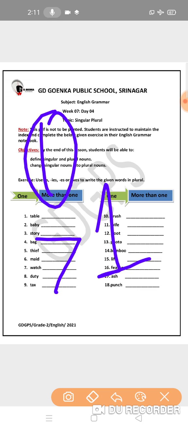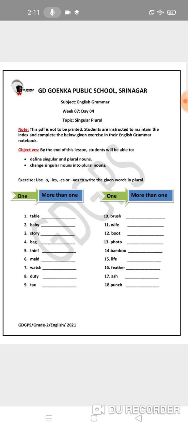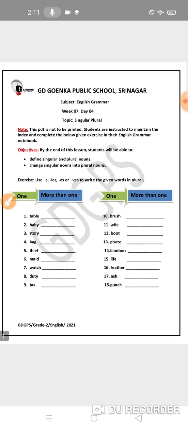So you have to apply those rules by changing the singular nouns that are given here into the plural. So use s, ies, es or ves to write the given words in plural. On one side, you are given singular nouns and you have to write down plural nouns in the space provided. Alright, so let me help you with a few nouns.